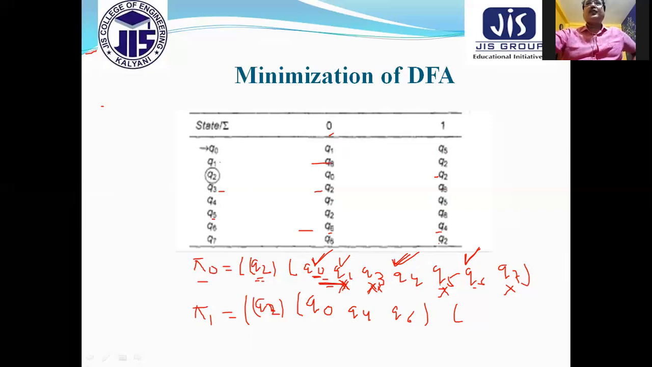Now Q1 with Q5 we have to check. Again it is Q6 and here Q2. Again problem, one is in this set. So it is also not equivalent with Q1.